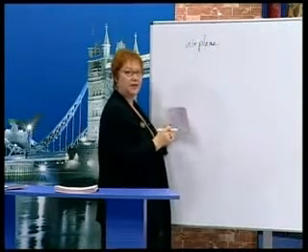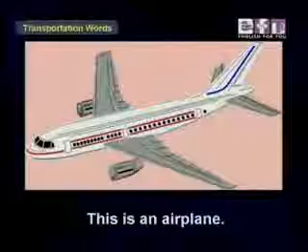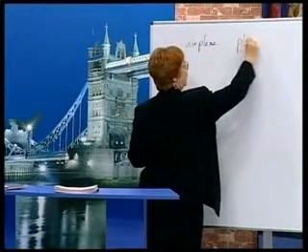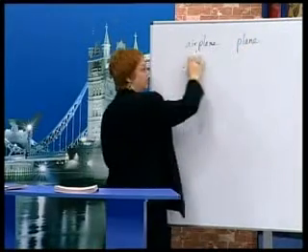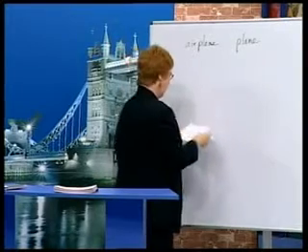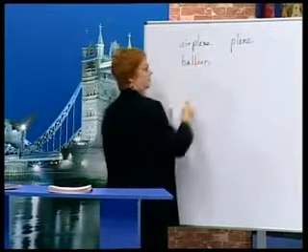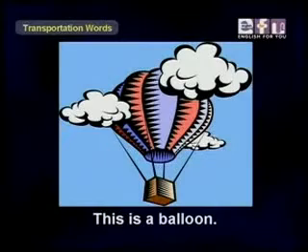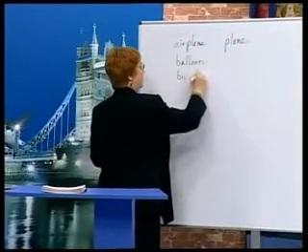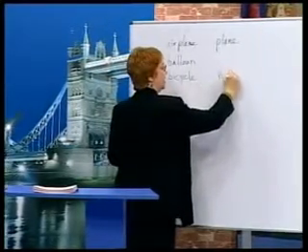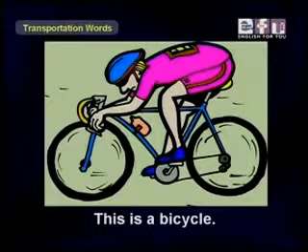An airplane. So on your screen you can see the pictures. This is an airplane. We also call it a plane for short. Airplane or plane. Okay, now the next one is a balloon. This is a balloon. The next one is a bicycle. For short, we say bike. So this is a bicycle, or this is a bike.